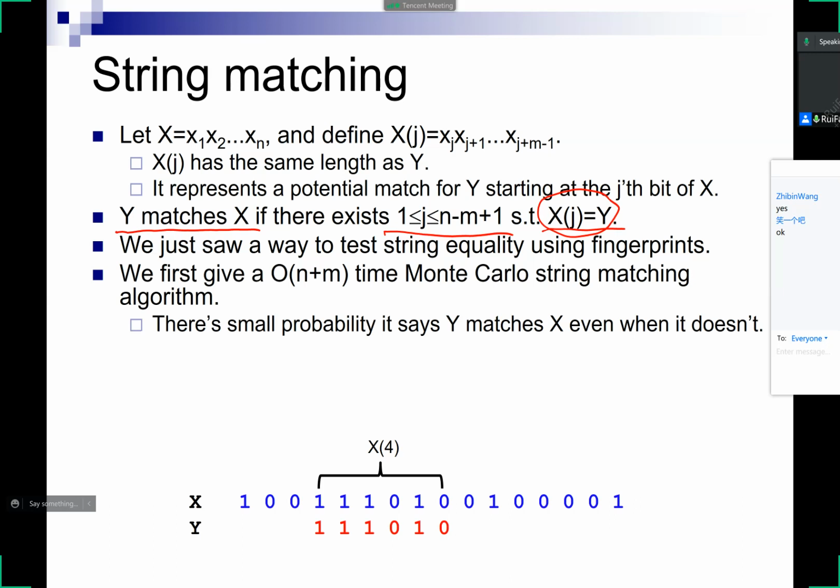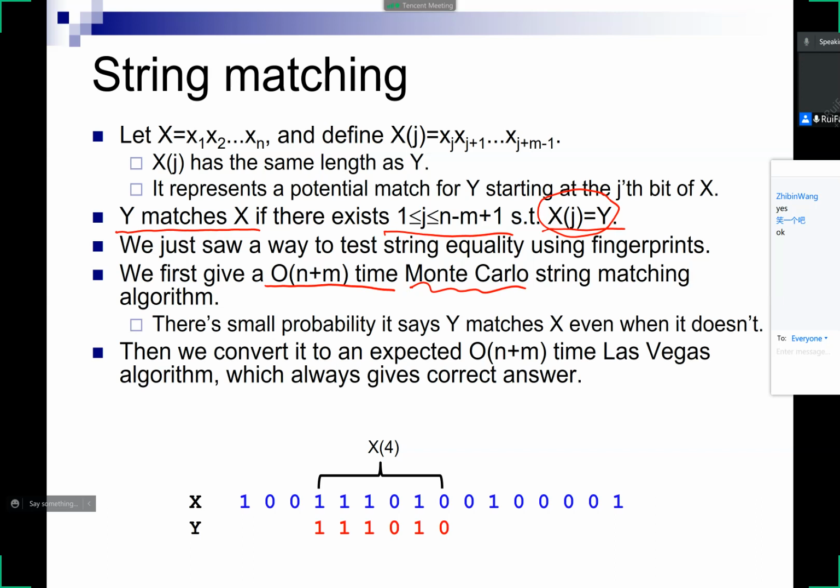Okay, now to do that, we're first of all going to give an n plus m time Monte Carlo algorithm for string matching. This means that the running time is fixed. It's always going to be n plus m. However, the algorithm is Monte Carlo, meaning that there's a small probability it makes a mistake. In particular, it might say that y matches x even though it doesn't. If y does match x, then this algorithm will always detect that. But if y does not match x, then sometimes this algorithm makes a mistake and it still says that y matches x.